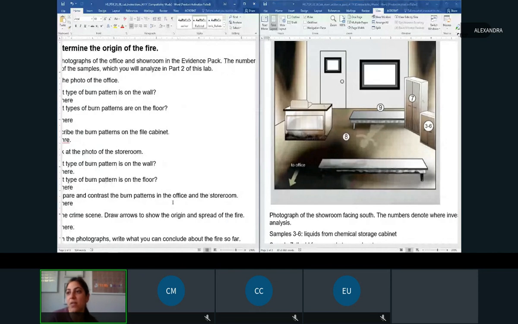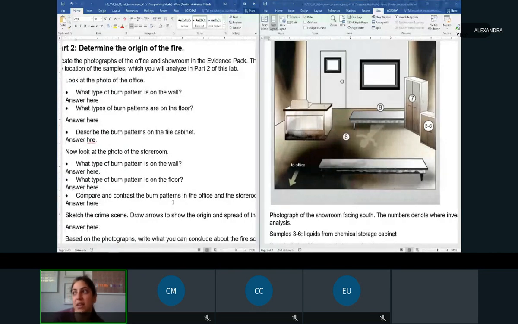So thinking about that, what could possibly have happened? What are some comparisons? Okay, so the office is more severe and then it goes into the showroom. There's just no way for a random fire to just start in the office. And then Courtney, you said that it's probably spread from the showroom because its burn pattern started there.